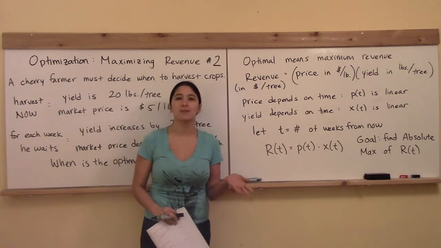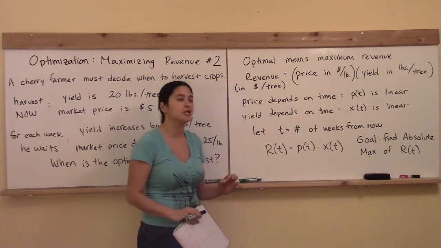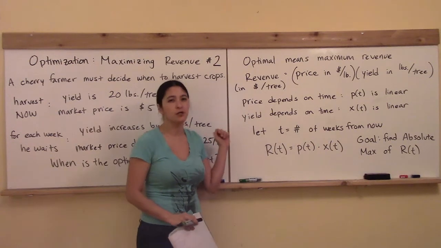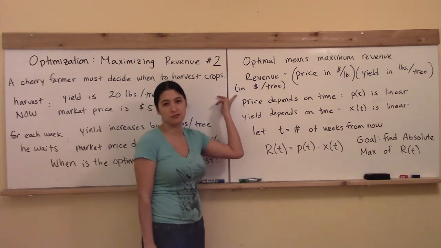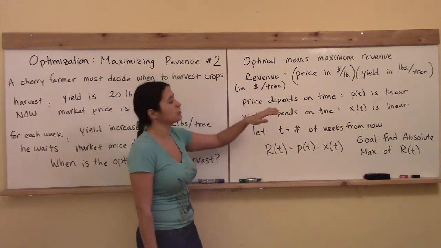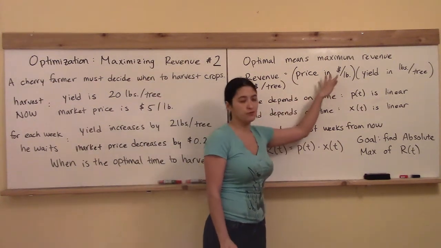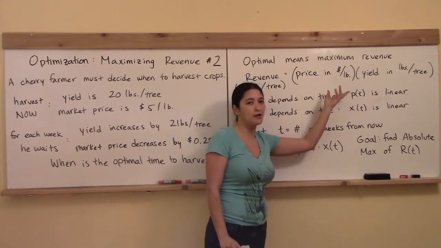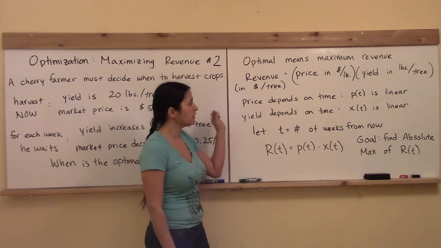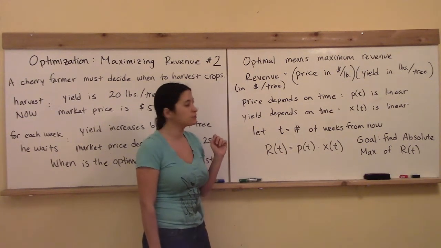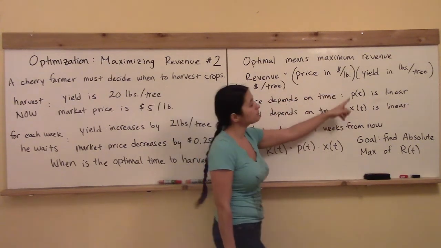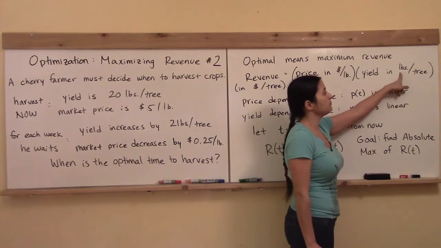Okay, so first let's try to make sense of a function that we can maximize, which is going to be revenue. Because it doesn't say how many trees are on the farm, we just have to give the revenue in the units of dollars per tree. I like to write the units down because when I try to form my functions, the units for each piece should cancel or add appropriately and get me the units that I'm interested in. So my revenue is going to be in dollars per tree, and that's going to be equal to the price in dollars per pound multiplied by the yield, which is going to be in pounds per tree.